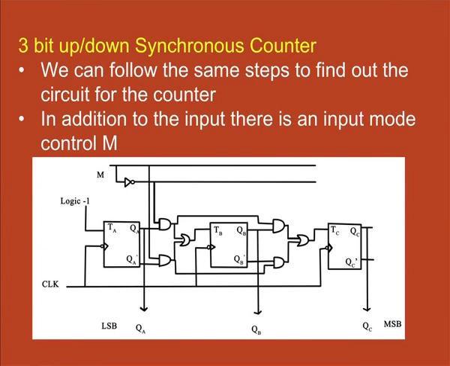For this, in addition to the input, there is an input mode control M, which we have already discussed in one of our previous presentations. Here we have shown the 3-bit up down synchronous counter's logic circuit, which has the extra input mode control M in it. Otherwise, most of the circuit is the same in terms of construction process as the way we obtained the 3-bit up synchronous counter.